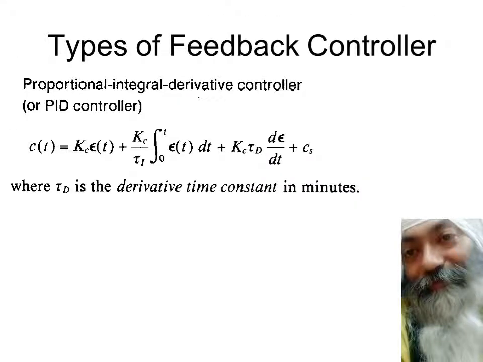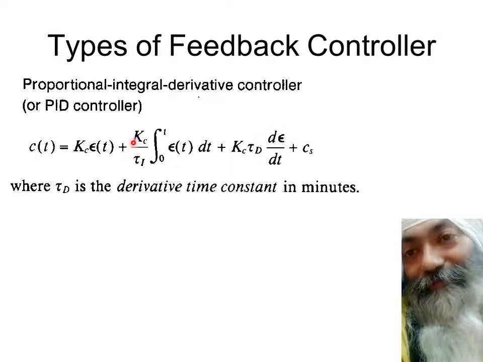Friends, we're coming to the last of the three, that is PID: proportional, integral, and derivative control. Let's see what's happening over here. We already have seen, just like the previous one, you have Cs, you have Kc into epsilon, you have Kc upon tau I into the integral of epsilon with respect to time. So this is the new term.